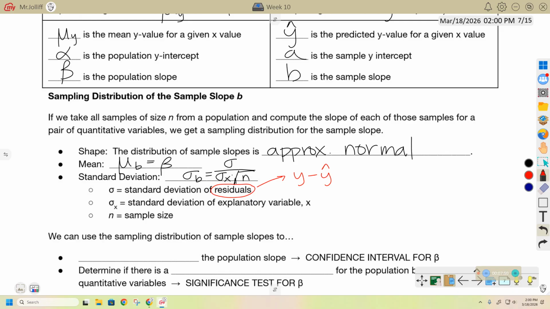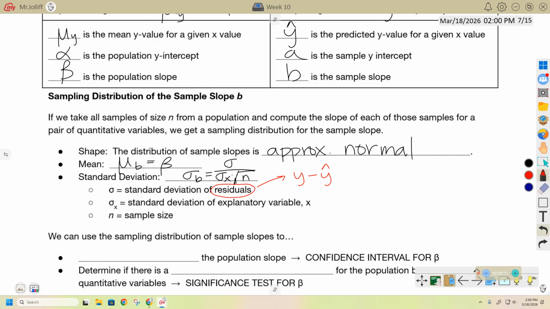Actual minus predicted. Actual minus predicted. The residual is how far our value is from where we expect it to be. Actual minus predicted. And I expect for every y value, there's going to be a residual. This is the standard deviation of those residuals.